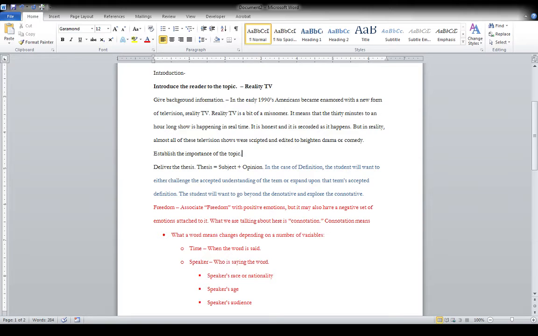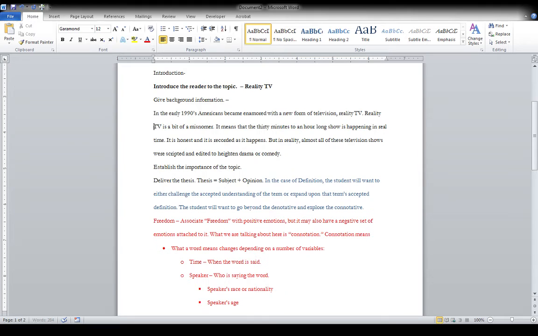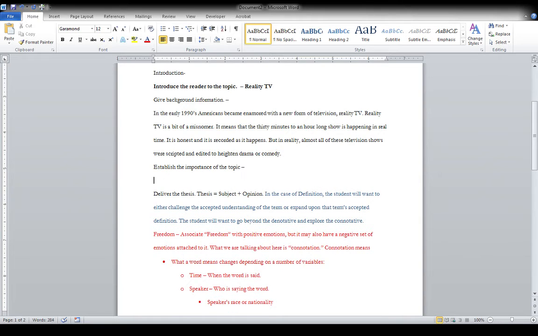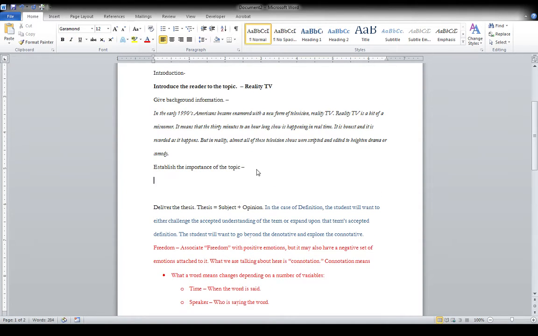So now I need to establish the importance of the topic, right? So that's the next thing I want to do in my introduction. I want to establish the importance of the topic. I'm going to italicize that so you can see this as a model here for giving the background information. The importance of the topic. Why is reality TV important?